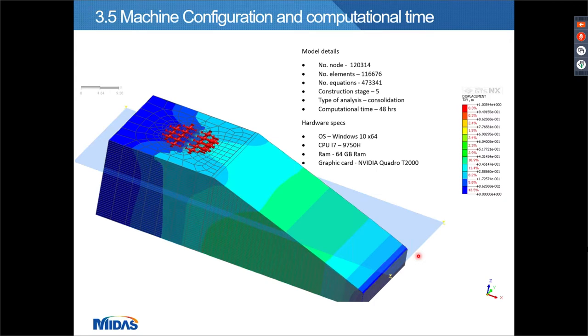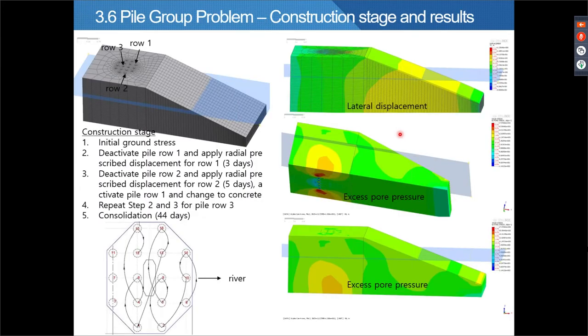We use a laptop for mobility reasons. This is the configuration of my laptop. The CPU is an i7-9750, with 64 gig RAM and a Quadro graphics card. The computational time for this model is about 2 days. The average time required to install one spun pile is about 1 day.